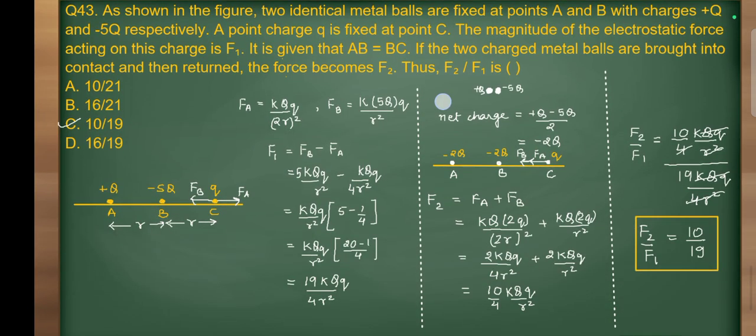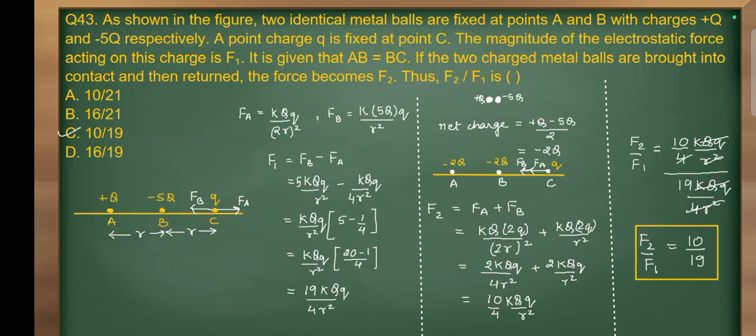Question number 43. As shown in the figure, two identical metal balls are fixed at points A and B with the charges plus Q and minus 5Q respectively. A point charge Q is fixed at point C. The magnitude of the electric force acting on this charge is F1. It is given that AB is equal to BC. If the two charged metal balls are brought into contact and then returned, the force becomes F2. Thus F2 by F1 is.